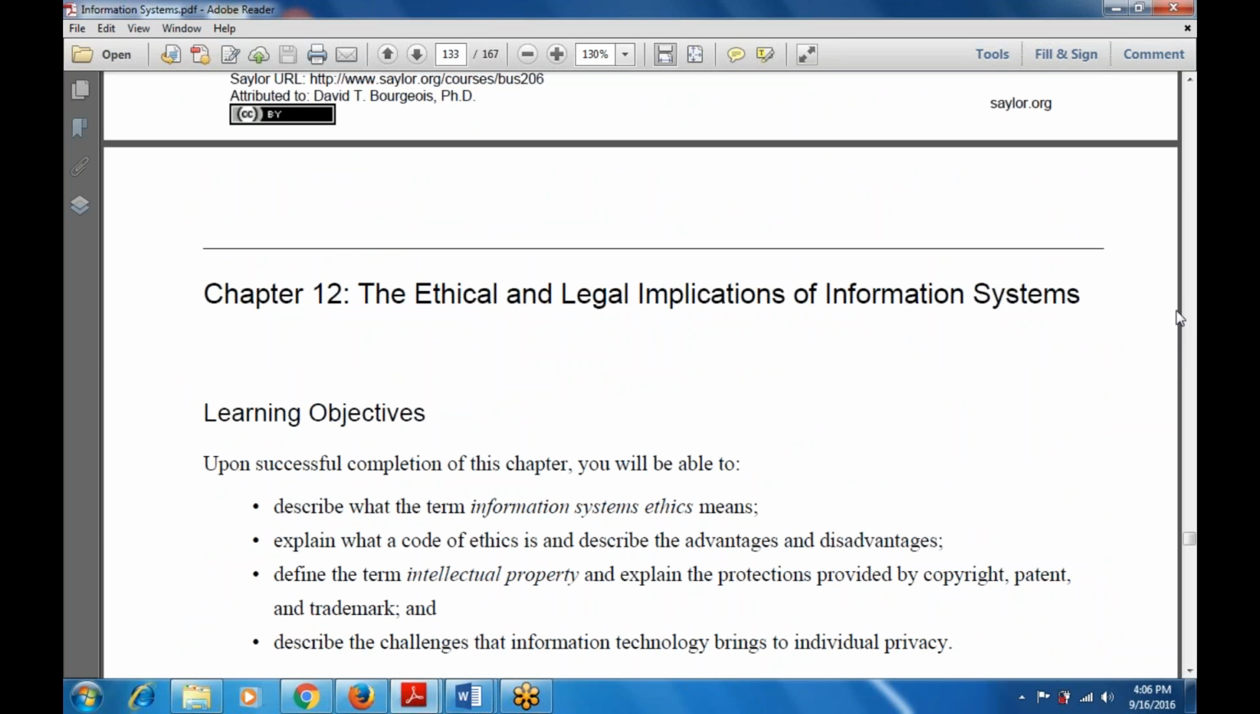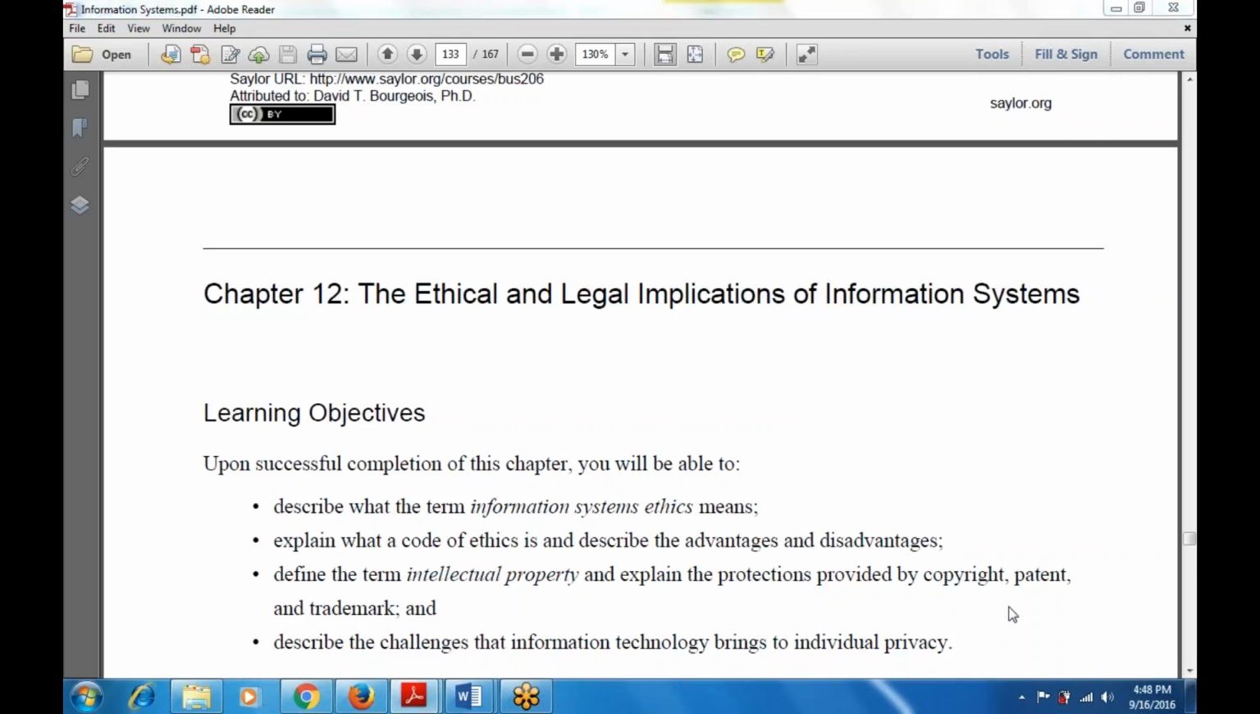Now, next are the ethical and legal implications of information systems. That is, what are the various ethical and legal implications covered in Chapter 12. Now, let's see what the various ethical and legal implications of information systems are.